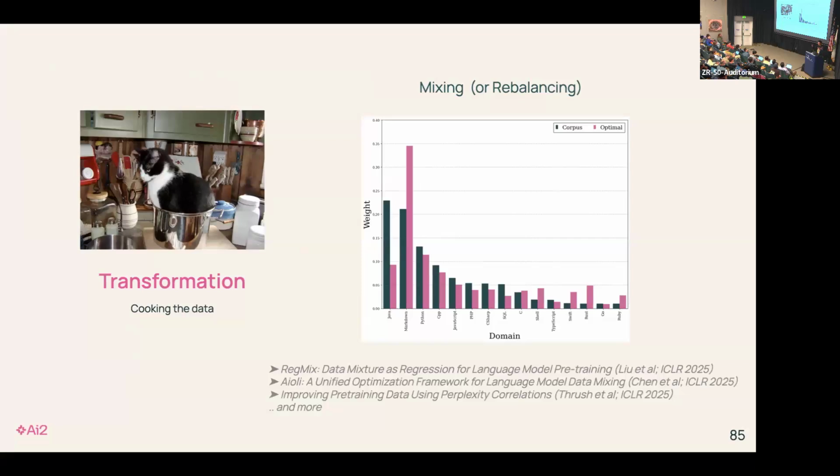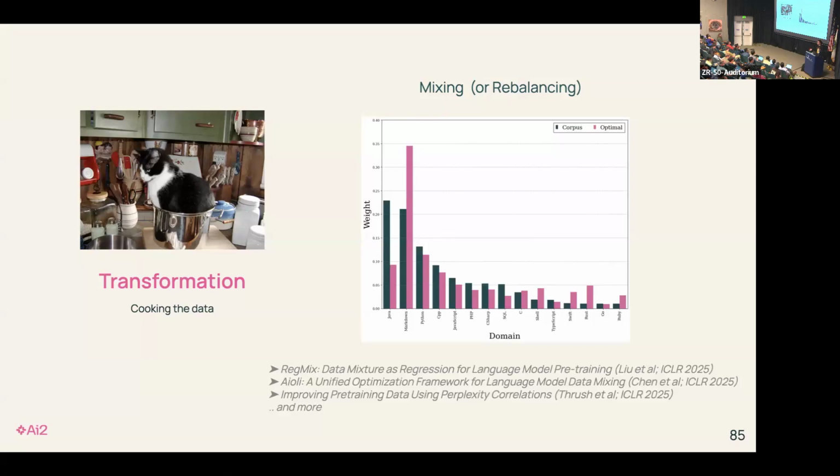But data mixing is this idea of rebalancing your data. So let's say you're training a code model, such as what I have here. Oh, it's kind of fuzzy. It's too bad you can't see it. The left-hand bar is Java. The second bar is Markdown. The black bars are just the natural frequency that exists in the corpus.